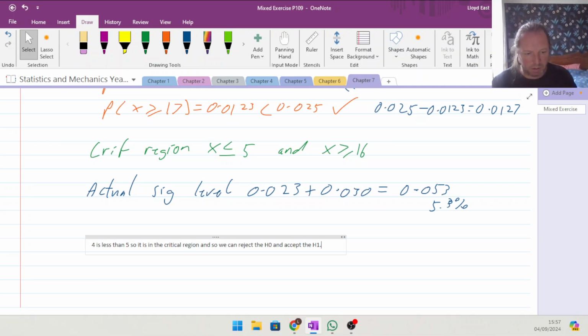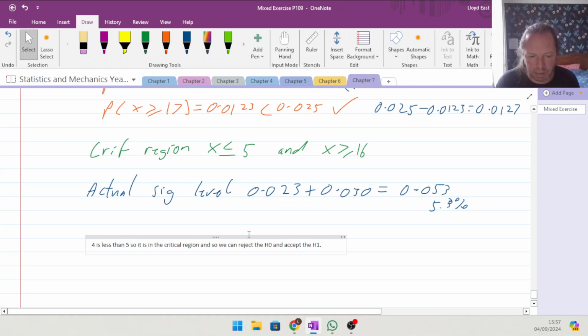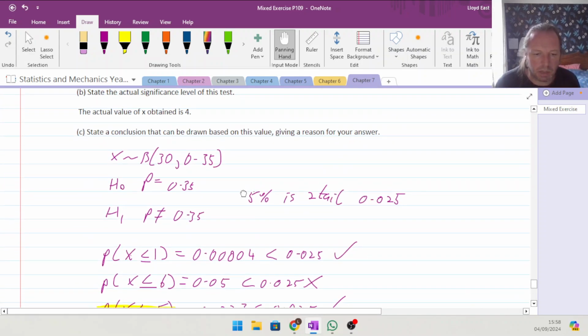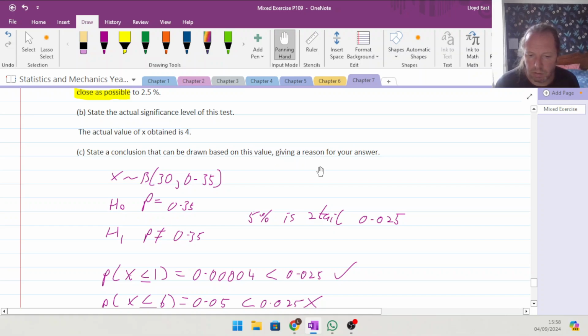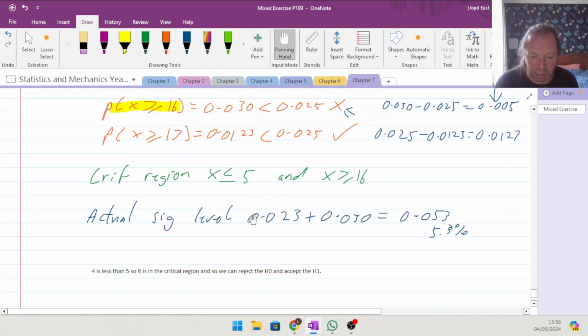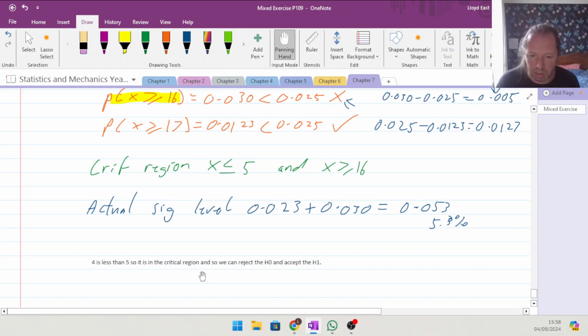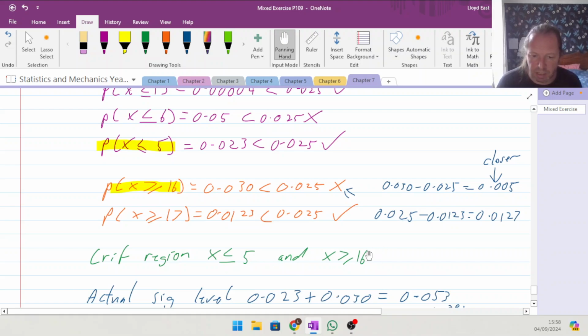4 is less than 5, so it's in the critical region. That is all there is to it. Did they want any more information? Don't think so. Give a reason for your answer: it's inside the region. If we had drawn a 6, 7, 8, 9 up to 15, we would have been fine.